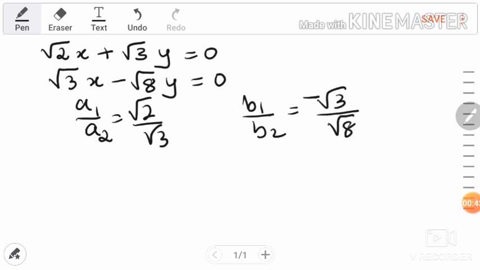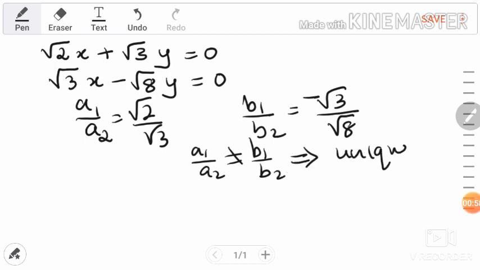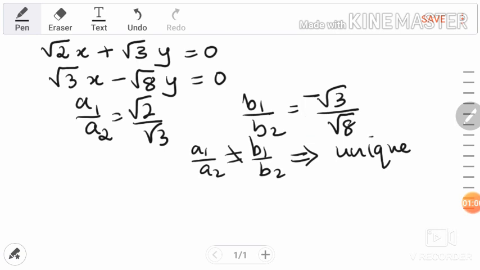So minus can be written with the numerator. These two ratios are not equal. So a1 upon a2 is not equal to b1 upon b2. This implies this equation has a unique solution. So let's solve.